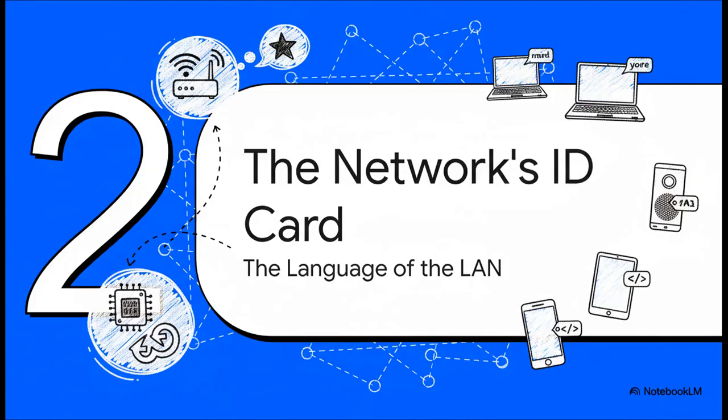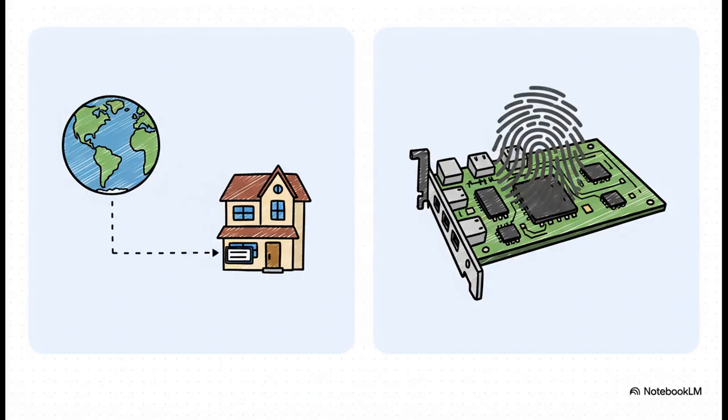To solve this shouting in a crowded room problem, every device needs a name. But here's the twist. They actually need two very different kinds of addresses, and they have to work together to make sure messages get to the right place. Okay, so you've definitely heard of an IP address. Think of it like your house's street address. It's what's used to get data across the entire internet to your neighborhood.